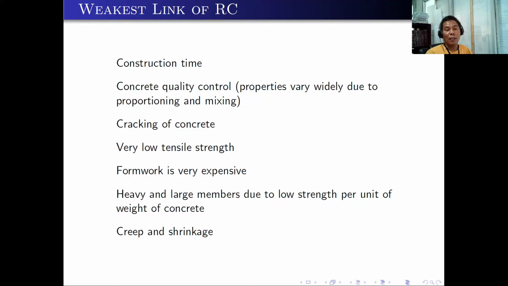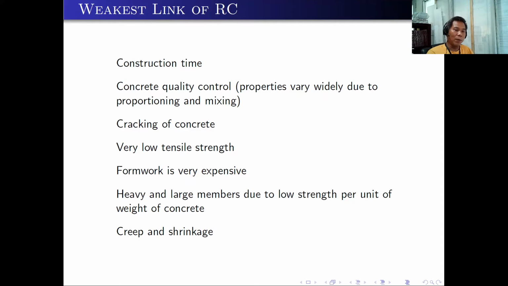It's not easy to control the quality of the concrete, especially if you have different laborers or persons operating the mixing. So it's very important that those who are mixing the concrete should be able to produce the same quality of concrete. But of course, it's really difficult. That's why this is one of the weakest links of reinforced concrete.